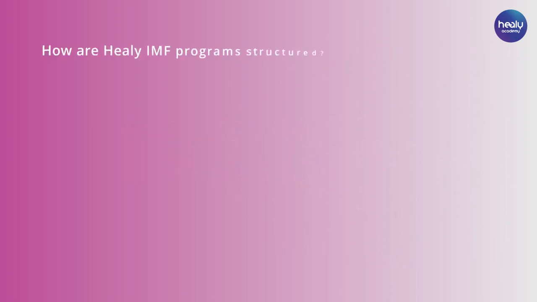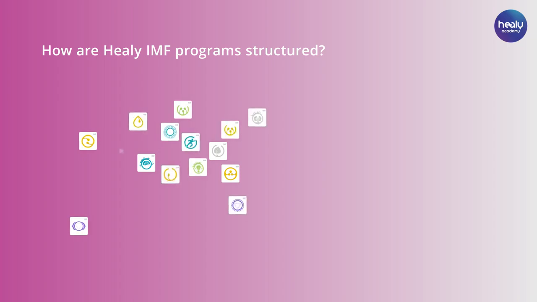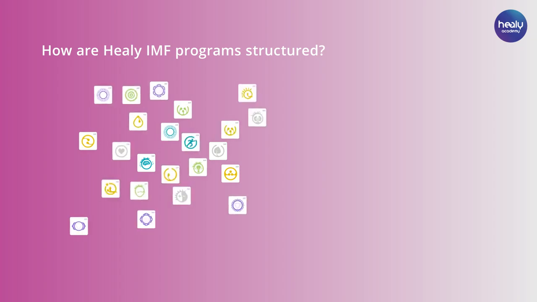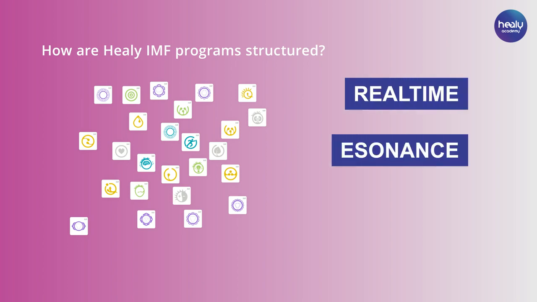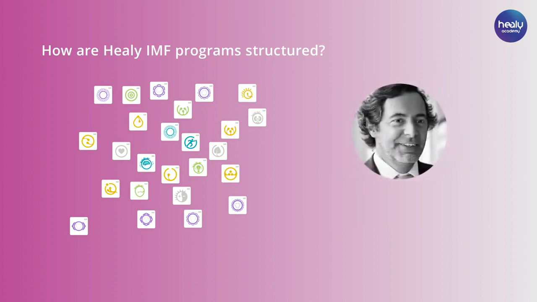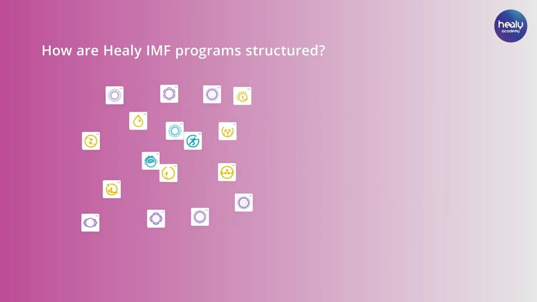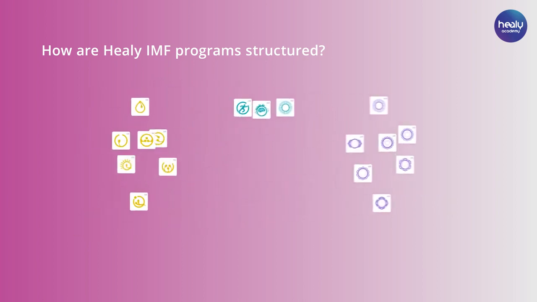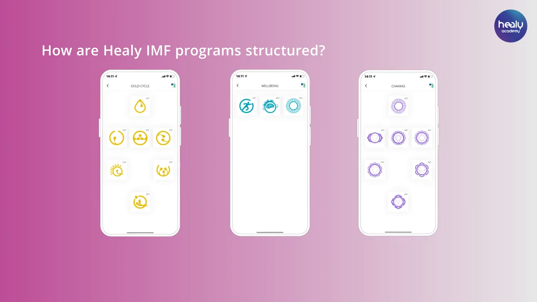How are Healy IMF programs structured? There are more than 300 different Healy IMF programs. They all can include the three different modes: real-time, resonance, and selection. The number and the order of these three modes are based on the application experience of Portuguese researcher Nuno Nina. They're individually selected and customized by the experts who have created the different Healy IMF program groups based on their years of practical experience.